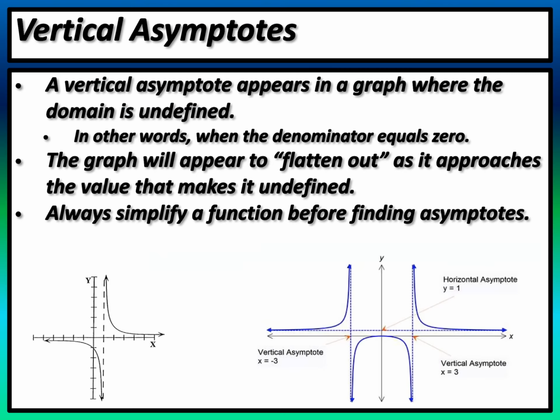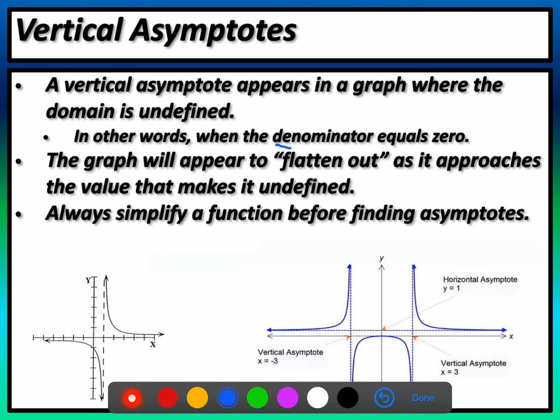A vertical asymptote appears when the domain is undefined. We know that the domain can be undefined when the denominator is equal to 0. So that's how we get a vertical asymptote. We have seen that before, where the undefined value from the denominator affects our domain. We just never put a label to it. But that is a vertical asymptote, and that's how we find it: when the denominator equals 0.